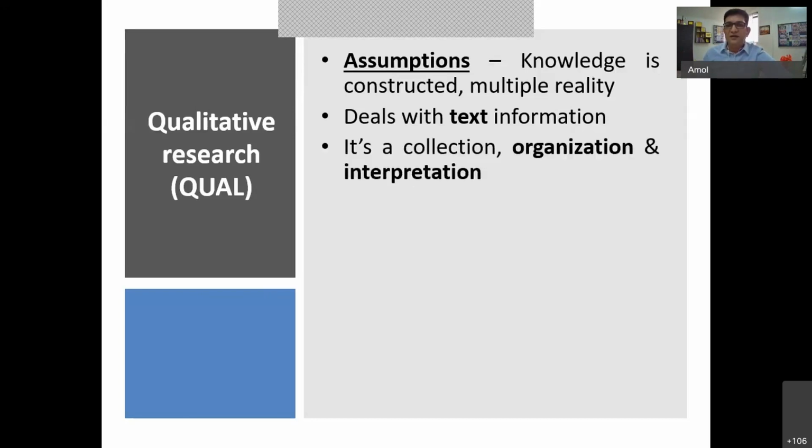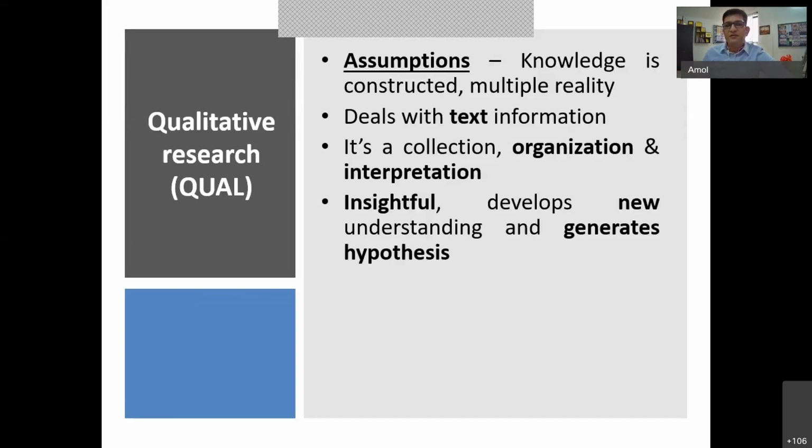The data is collected, and instead of the word analysis, I'm using the words organization and interpretation. The purpose is to get more insight, develop new understanding, and develop hypothesis.